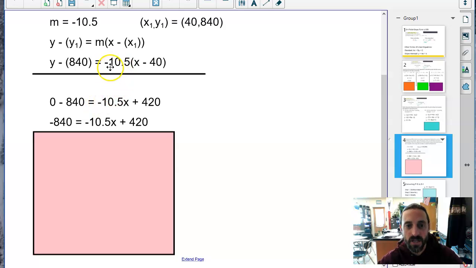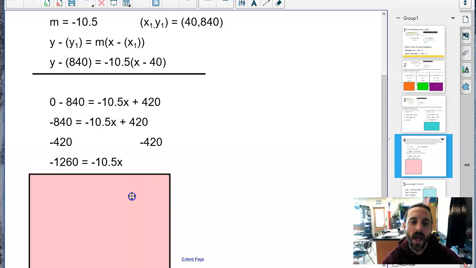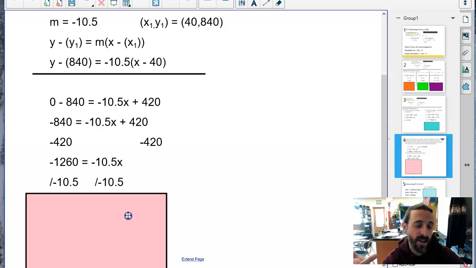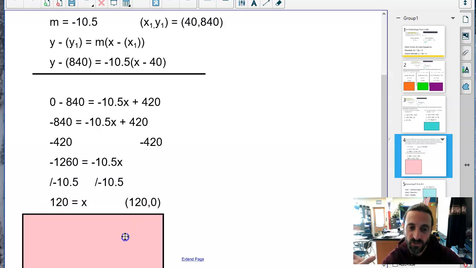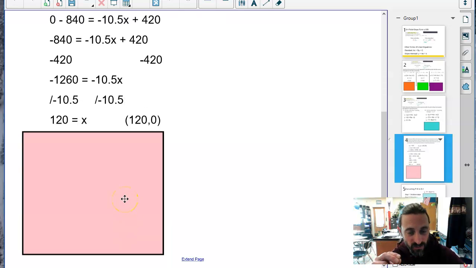what I've done here is I've distributed the negative 10.5 to both the x and to the negative 40. And when I do that, I get negative 10.5x, negative times a negative is a positive, plus 420. Next step after that, I'm going to subtract 420 from both sides. Simplify again. I get negative 1,260 is equal to negative 10.5x. Now I divide both sides by negative 10.5, which leaves me with an x of 120. So what that means is, after 120 minutes, I have 0 water left in my basement.